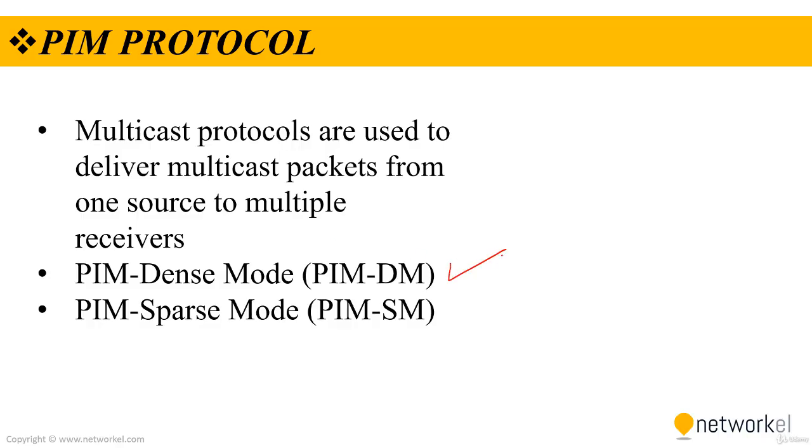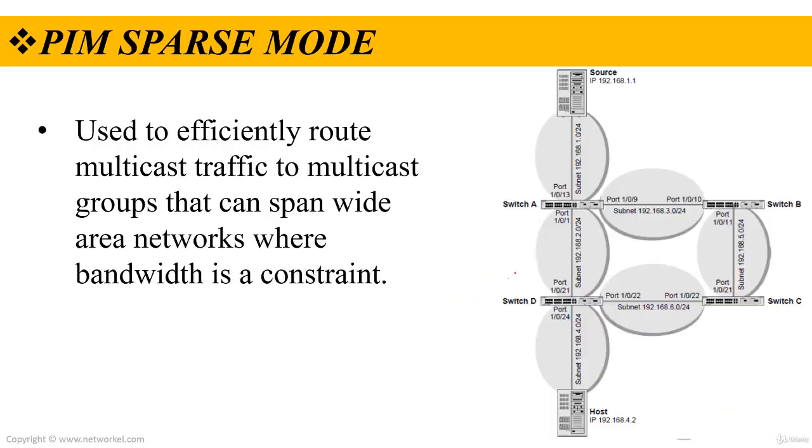Let's start with the PIM sparse mode. PIM sparse mode is used to efficiently route multicast traffic to multicast groups that can span wide area networks where bandwidth is a constraint. PIM sparse mode uses shared trees by default and implements source-based trees for efficiency. It assumes that no hosts want the multicast traffic unless they specifically ask for it.